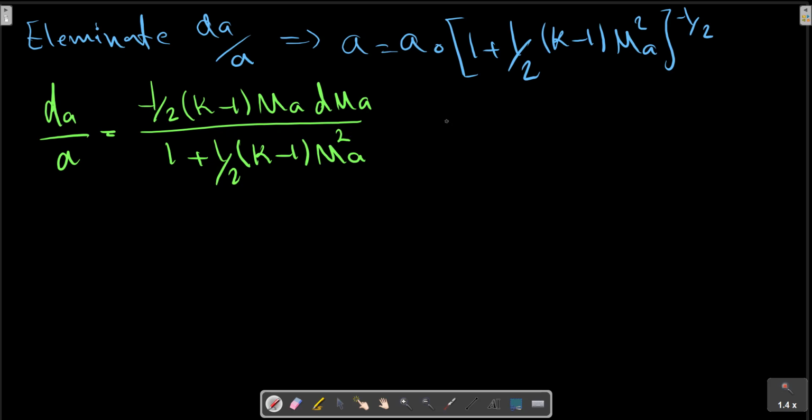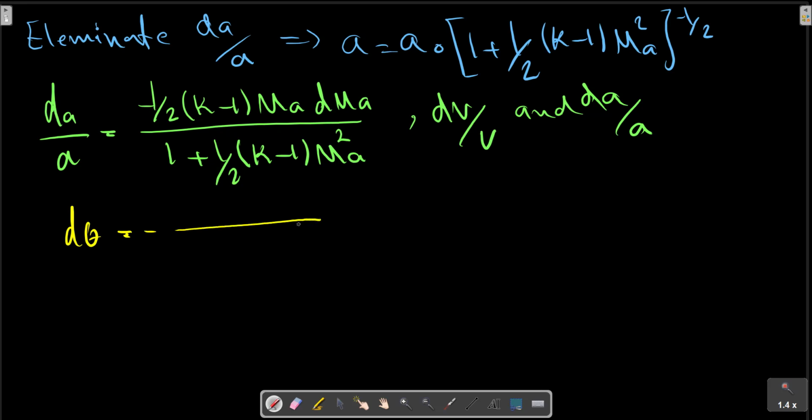Eliminating dV on V from the previous relation, we obtain a relation solely between turning angle and the Mach number. d theta equals minus 1 times this expression.